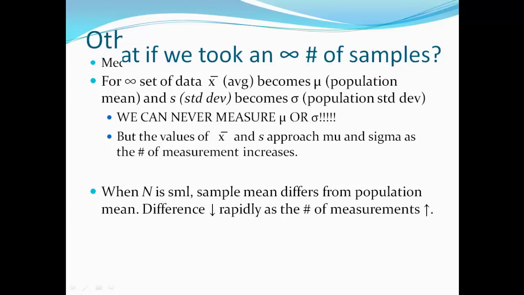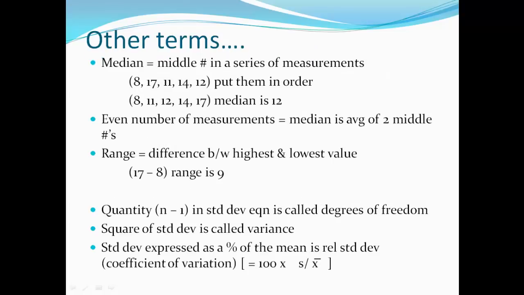All right, let's move on. There are some other terms that you need to become familiar with if you're not already. There's a term called a median. That's just the middle number in a series of data points. So for example, if you had something like 8, 17, 11, 14, and 12, you would put them all in order and then figure out which one is the number that's in the middle. Now this has an odd number of data points, so it's easy, but what if you had an even number of measurements? Then you would take the average of the two middle numbers. So that's what the median is.